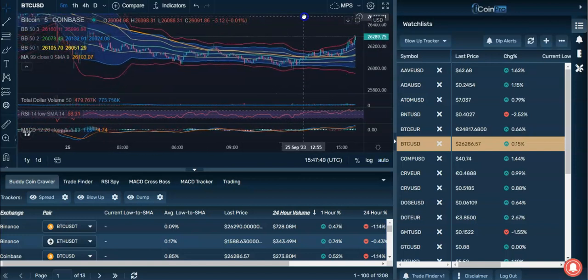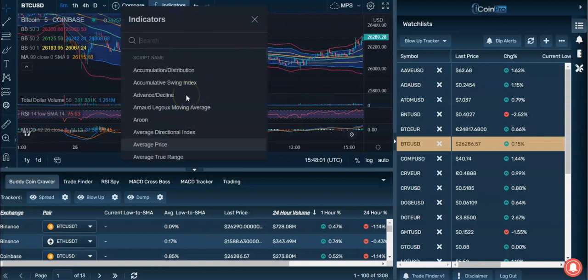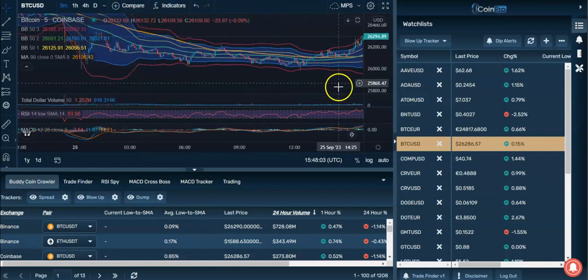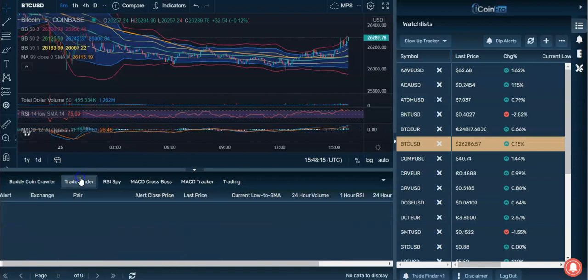And then we have the ability to customize this. You can customize it however you want with whatever indicators you want. You can add all sorts of things that you would maybe want to use for your trades if you already are using that indicator. However, what I like to use this for is right here, the trade finder.